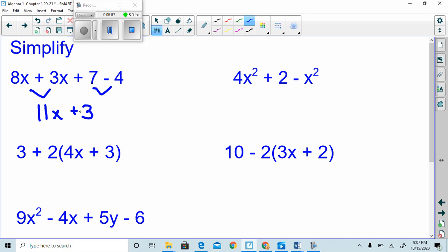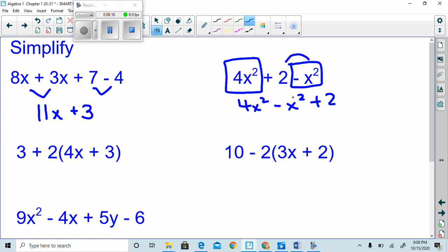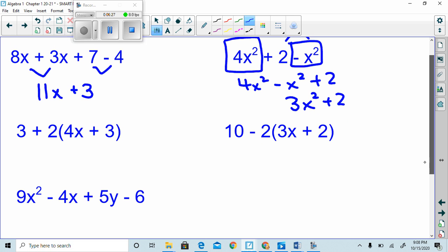To the right, I have another problem. And again, if I wanted to, I could do it mentally or I could rewrite it. The first term is like the last term, and I take the sign in front, so I have 4x squared minus x squared plus 2. Well, if I take 1x squared from 4x squared, that leaves me with 3x squared plus 2, and now it's simplified. An expression is simplified when there are no like terms, no parentheses in them.